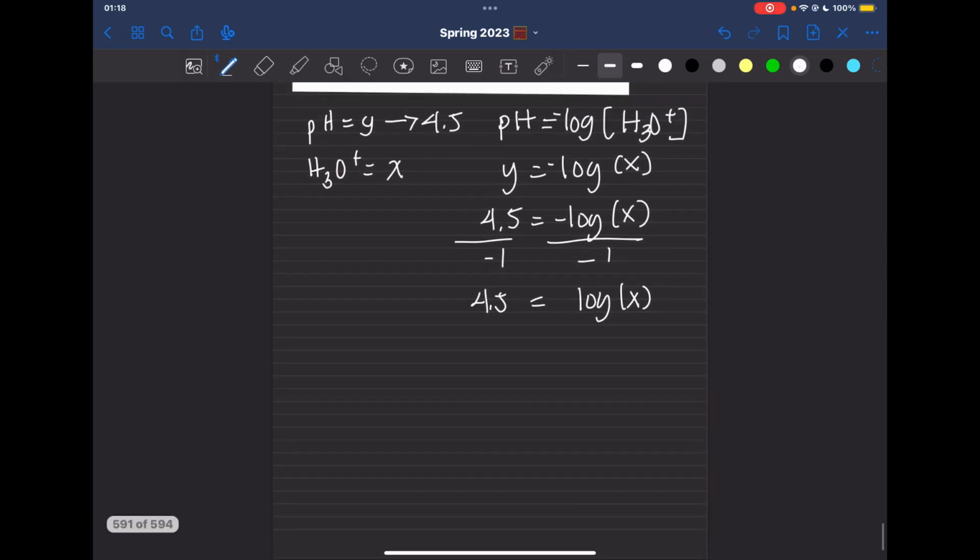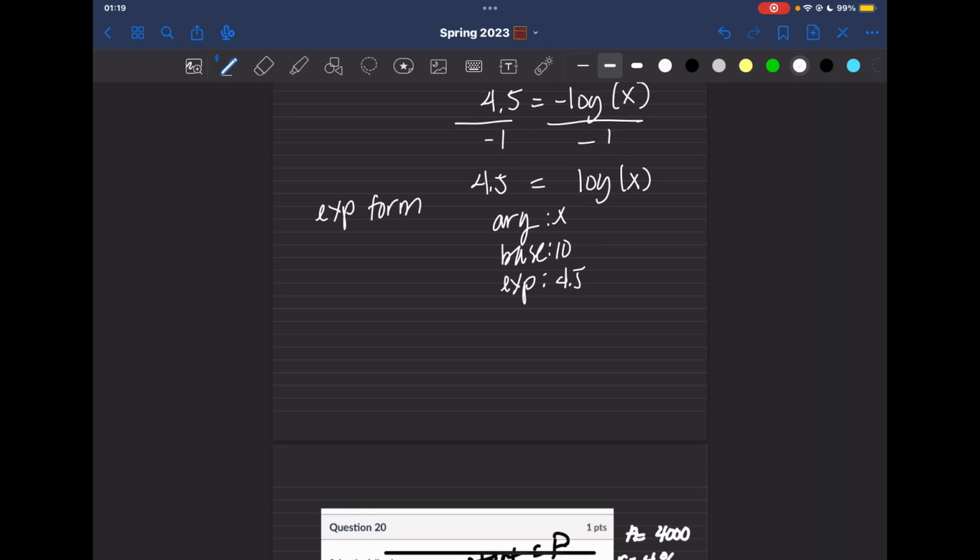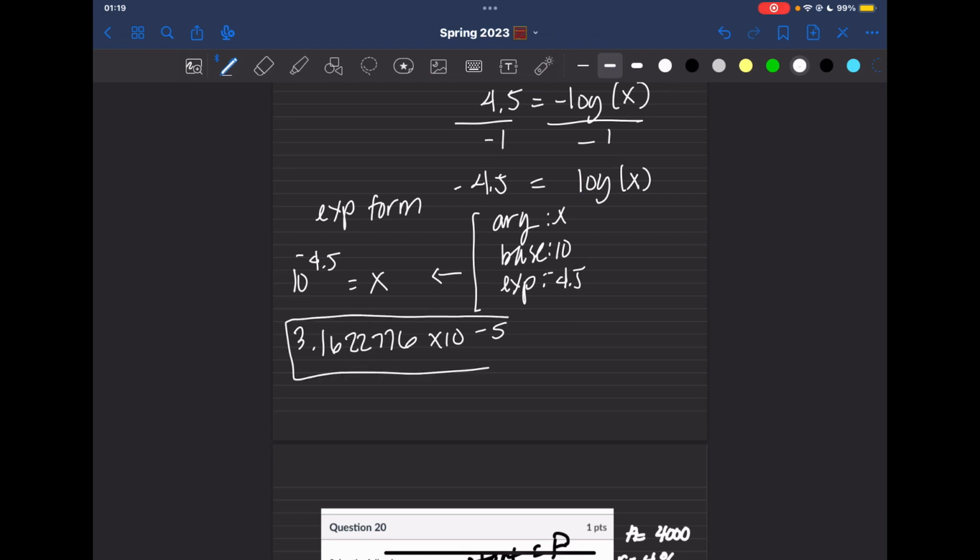So now we're going to convert this to exponential form. So the argument is going to be X. The base is 10, and the exponent is going to be negative 4.5. So now we have 10 to the negative 4.5 equals x. So 10 to the negative 4.5 is going to be 3.1622776 times 10 to the negative fifth. So that's what it is in scientific notation.